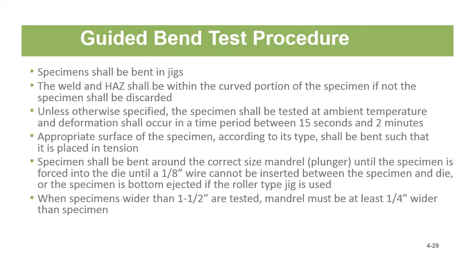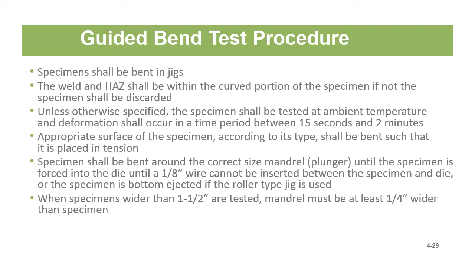Guided bend test procedure. Specimens shall be bent in jigs. This is a general test procedure, but gives you an idea of what needs to be done. The weld and the HAZ shall be within the curved portion of the specimen. If not, the specimen shall be discarded. Unless otherwise specified, the specimen shall be tested at ambient temperature, and deformation shall occur in a time period between 15 seconds and 2 minutes.